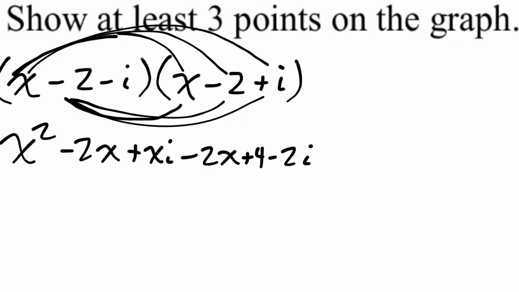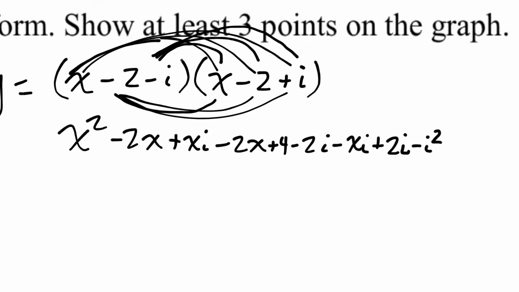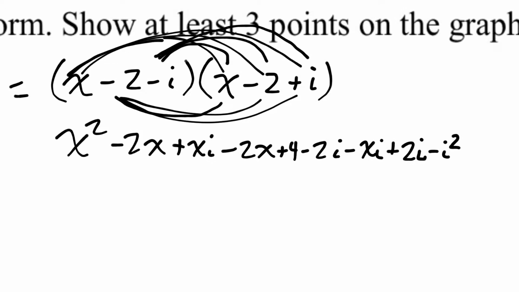Now let's distribute this negative i to everything. Negative i times x is negative xi. Negative i times negative 2 is positive 2i. And then negative i times i is negative i squared. So that looks long and disgusting, but since we're dealing with conjugates, tons of stuff cancels out.